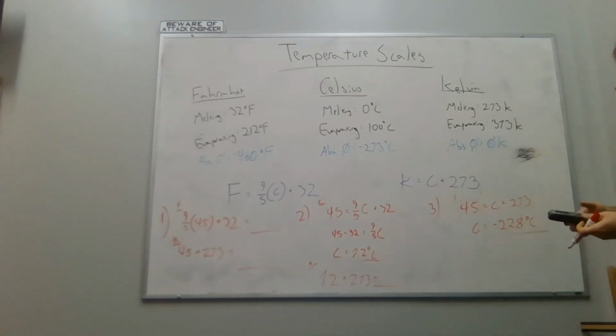a Celsius temperature of negative 228. That is a negative. That is intentional. That is on purpose. This is below freezing. This is very, very cold.